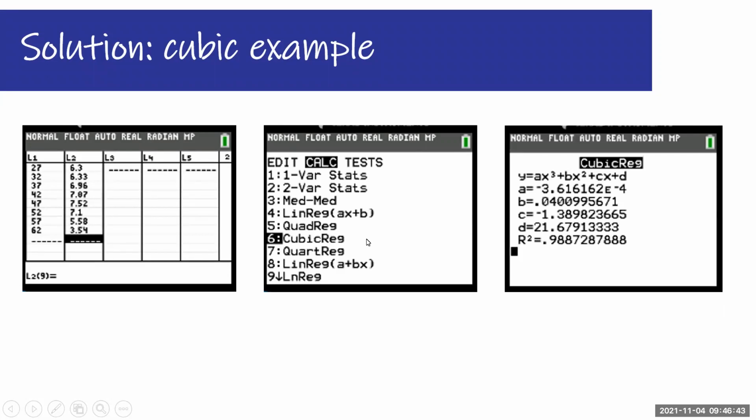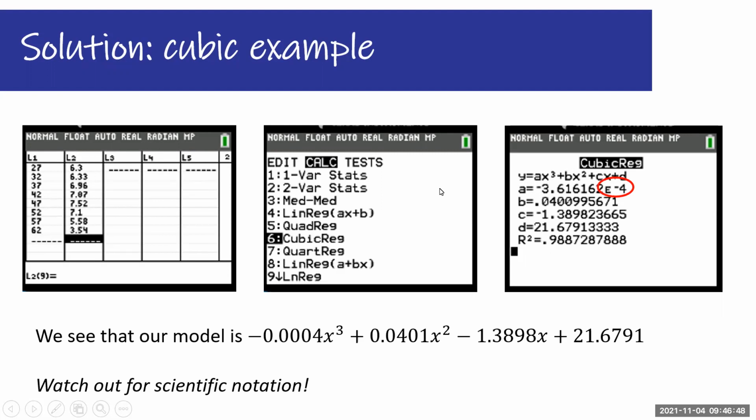And when you choose cubic reg, you're going to choose your data. Again, you can store them with y bars and things like that. You're welcome to store them if you want to plot them together. But the important thing about the model, at least for this problem, is to get your answer out.